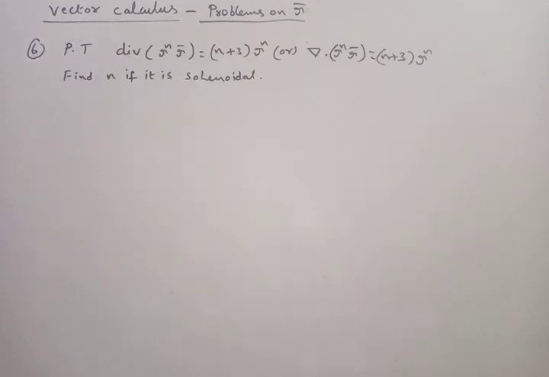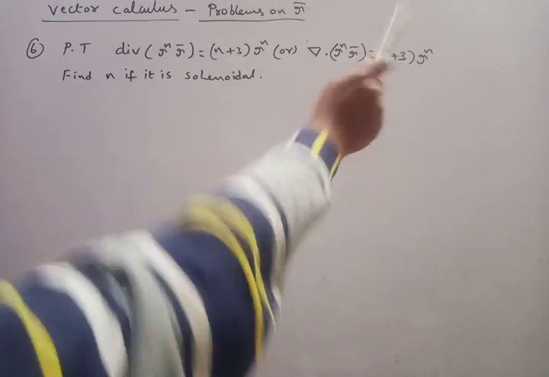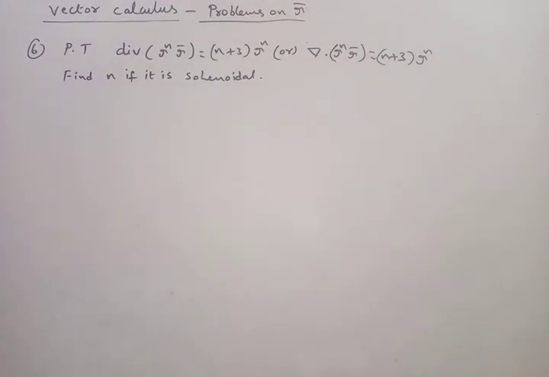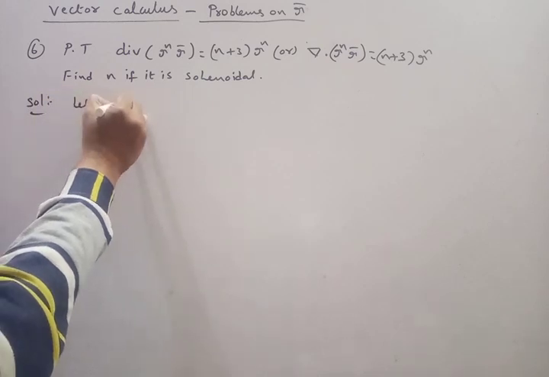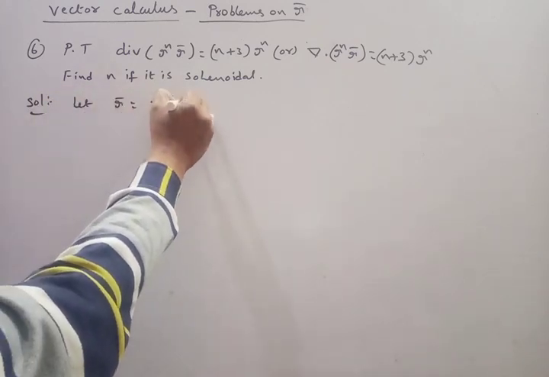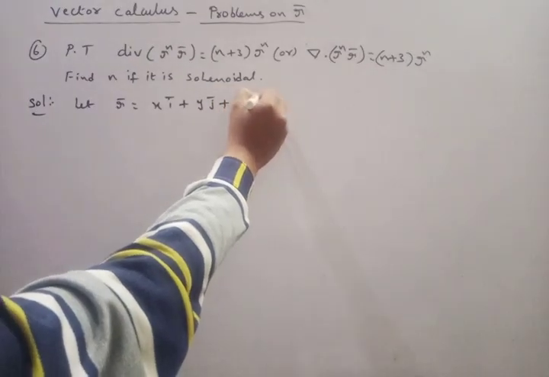Prove that div of r^n r bar is equal to (n+3) r^n, or del dot r^n r bar is equal to (n+3) r^n. Also find n if it is solenoidal, he is asking. Okay. So what we have to do first: let r bar, whatever data we have, we have to write. r bar is equal to x i bar plus y j bar plus z k bar.